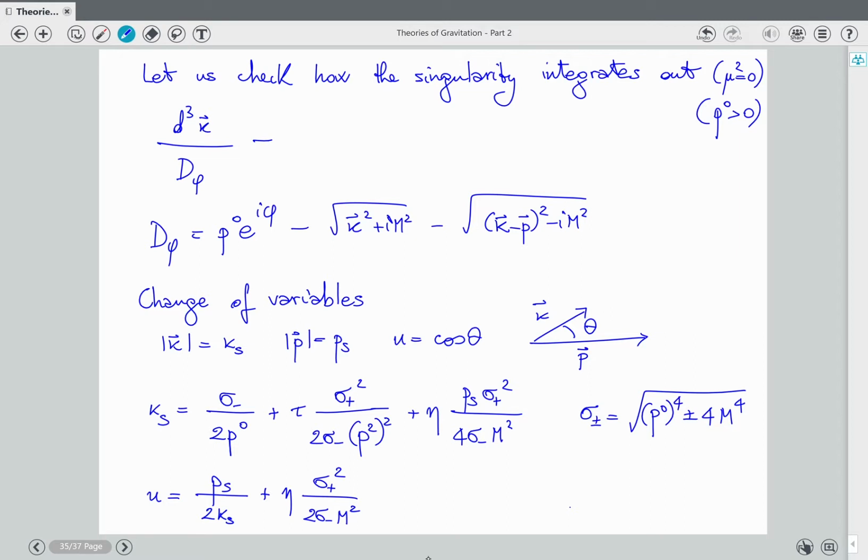And then you will see that this integral, after integrating on the phi angle, gives what? Minus 2 pi squared ks dks du. Let us keep du and not d eta, but I use ks and eta, but we will write the denominator in terms of tau. We use ks and u, and the denominator in terms of tau and eta. You will see why. But anyway, the denominator is tau minus I phi p0 plus ps eta. That's it.